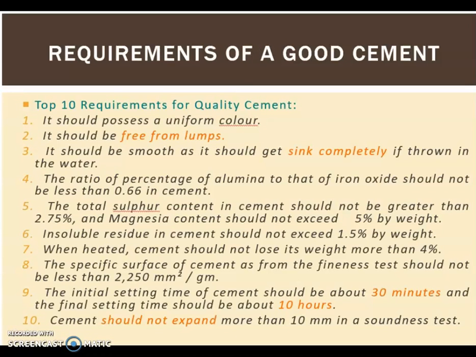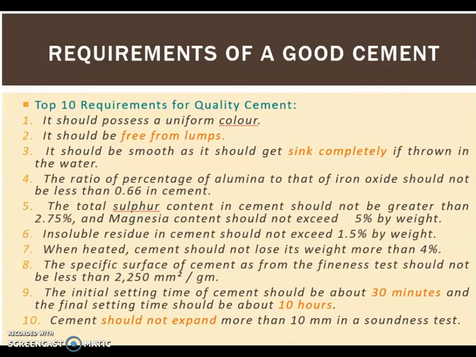Right. Let's go to the next slide, requirements of good cement. It should first possess a uniform color. It should be free from lumps. What does it indicate if there are lumps in the cement? That means it has already pulled in moisture. And I told you, the moment it pulls in moisture, the strength can go down by 30 to even 50%. Right? It should be smooth, and it should sink completely if thrown in water.